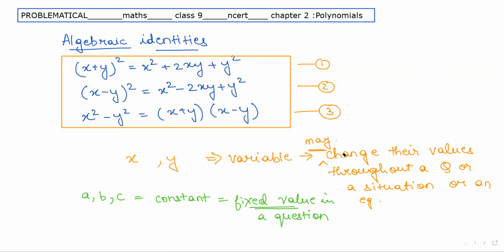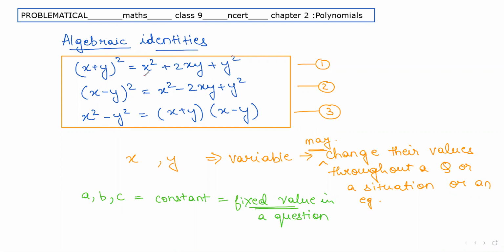Now, these three algebraic identities must be known to you. First, (x + y)² = x² + 2xy + y². Second, (x − y)² = x² − 2xy + y². Third, x² − y² = (x + y)(x − y). I'm calling these the three equations.